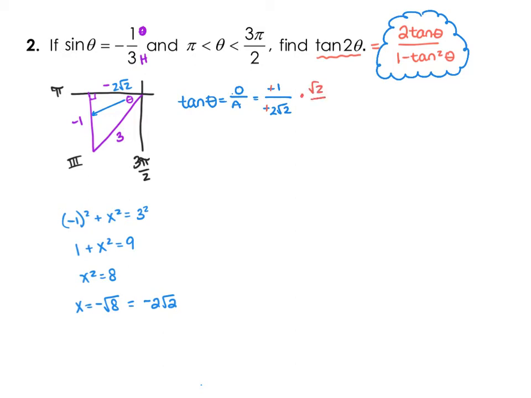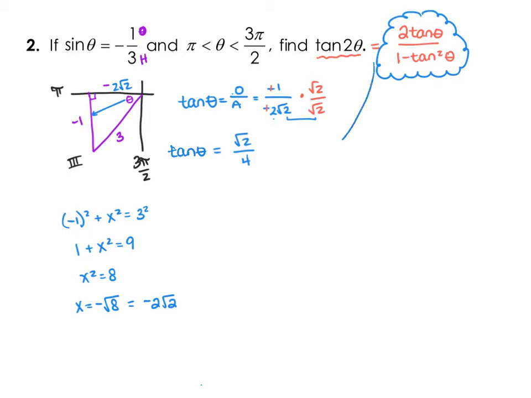We're going to have a positive tangent, which makes sense because we're in quadrant 3. But now we have to rationalize. So we're going to multiply both the top and the bottom, both the numerator and the denominator, by the square root of 2. So that's going to give us the square root of 2 over 2 times 2 is 4. So the tangent of theta is equal to square root of 2 over 4. Now we can take this and plug it in our equation.